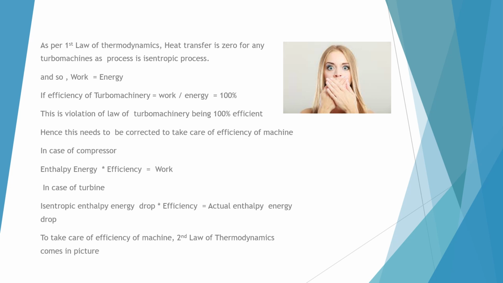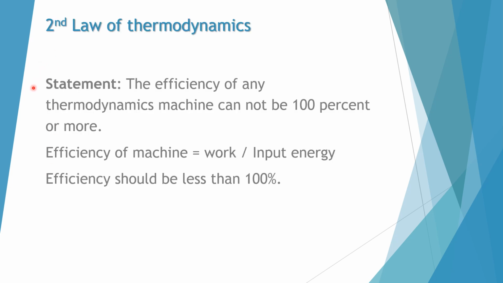So now what is the second law of thermodynamics? Second law of thermodynamics: the efficiency of any turbomachine cannot be 100% or more. That means efficiency of a machine is work upon input energy. So efficiency should always be less than 100%.